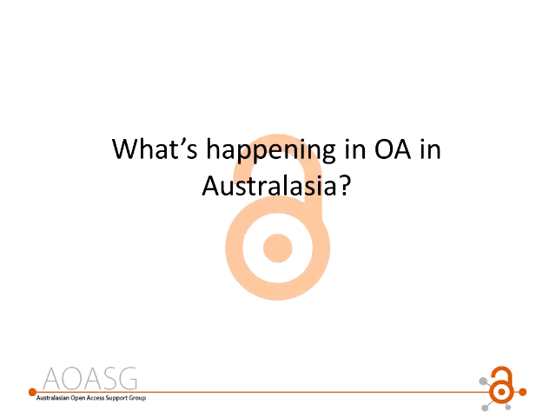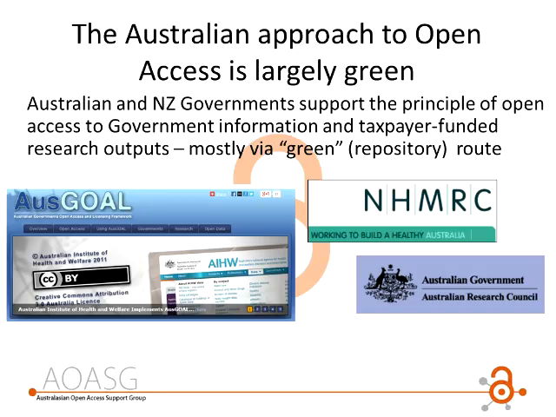So what's happening here? As I've said, the Australian approach to open access is largely green, and that has been underpinned by a number of different initiatives. I wasn't here when these started, but the most critical one probably was when the Australian government funded the development of open access repositories back in 2007-2009, which led to all institutions having their own repository.